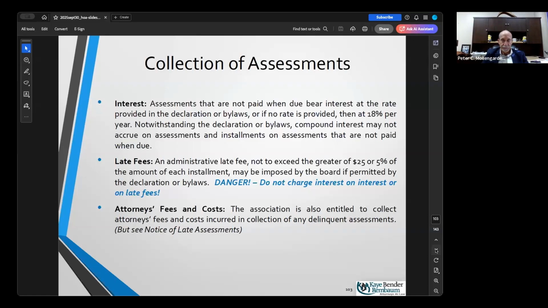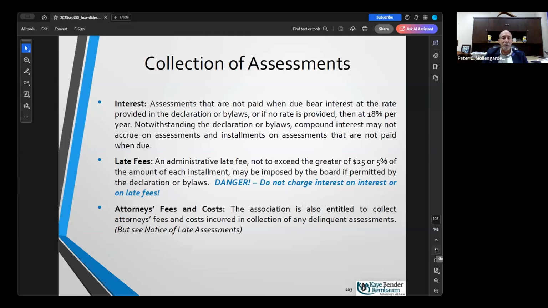What about late fees? You can charge an administrative late fee, which cannot exceed the greater of $25 or 5% of the amount of the delinquent installment, if permitted by the declaration or bylaws. You can't charge interest on the late fees. Okay. If your documents have a lower late fee, $10 or something like that, then that's what you're limited to. But to emphasize, you cannot charge any late fee unless it's authorized, again, by your declaration or your bylaws.